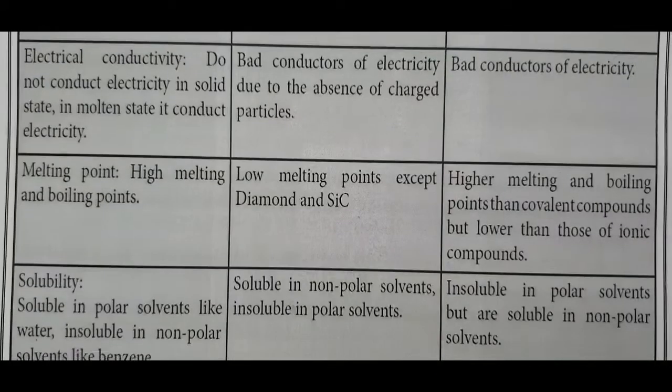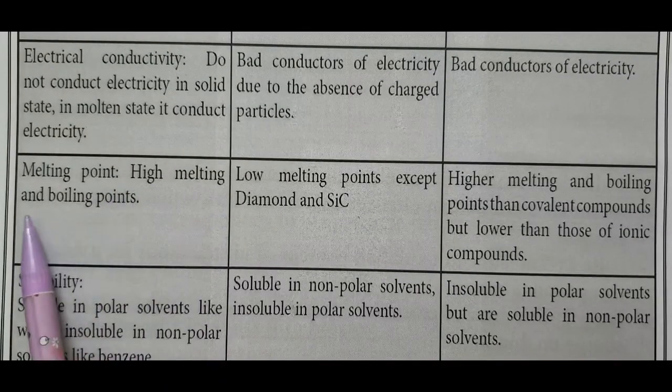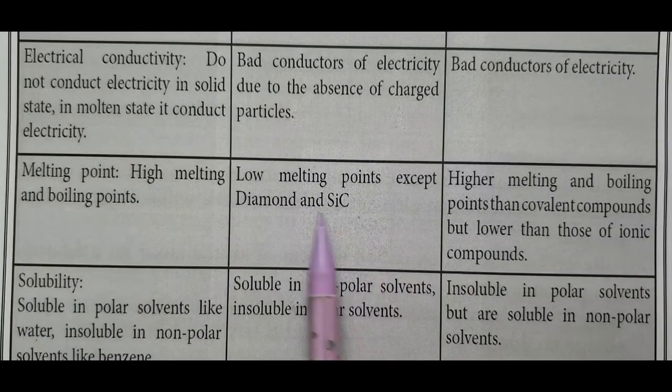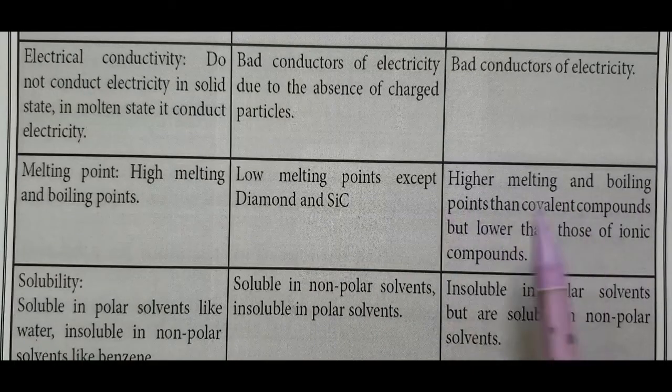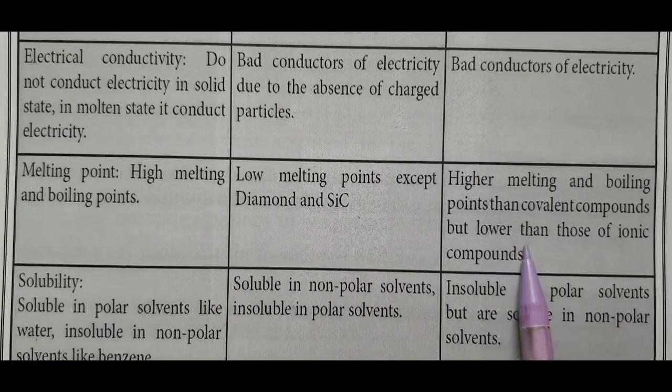Come to the melting point. Ionic compounds have high melting and boiling points. Covalent compounds have low melting points, except diamond and silicon carbide. Coordinate compounds have higher melting and boiling points than covalent compounds but lower than those of ionic compounds.